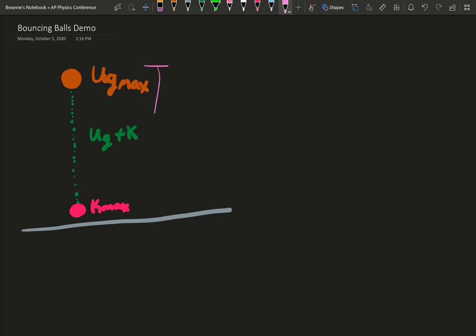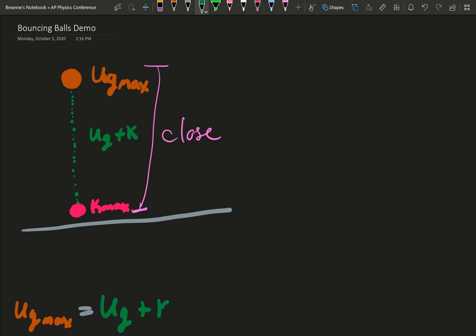Now, from here to here is considered a closed system. Those are all going to be equal to each other. So if we're looking at our equation, we have our gravitational max, which is going to equal our gravitational plus kinetic, which equals our kinetic max. So those are all equal. It's an even transfer, starting out with gravitational, getting converted into kinetic.